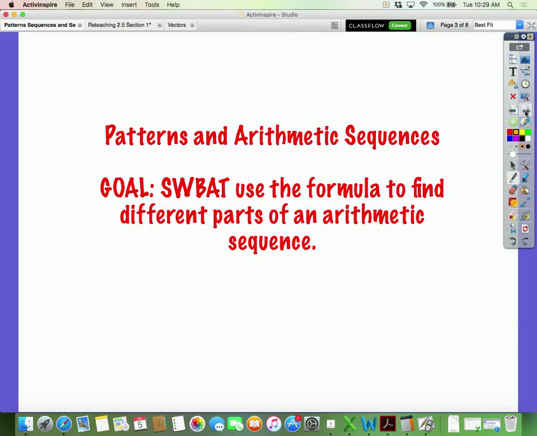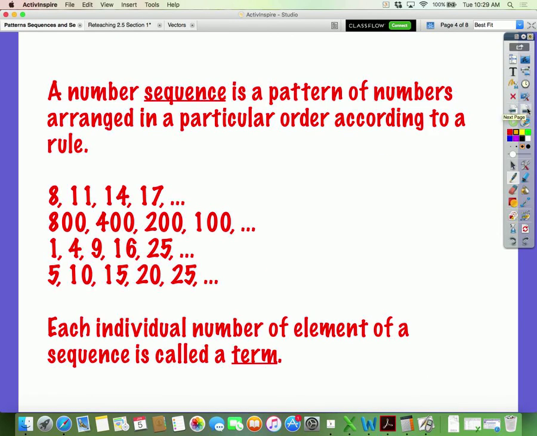formula in general. Okay? First off, before we get started, we're going to talk about patterns, just to make sure that everybody has the ability to see patterns. Because that's the main thing. If you cannot figure out what the pattern is, then we're definitely going to have an issue in this particular little unit.